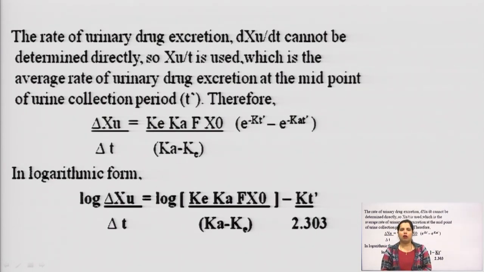So, this is why the value will be changed to delta x u by delta t, right, which is the average rate of urinary drug excretion at the midpoint of urine collection period t. Therefore, delta x u by delta t is equal to k e k a f x naught divided by k a minus k e, times e to the power minus k t minus e to the power minus k a t. So, in logarithmic form, log delta x u by delta t is equal to log k e k a f x naught divided by k a minus k e, and the whole minus k t divided by 2.303. So, this is how we calculate the drug excreted unchanged in urine using this.